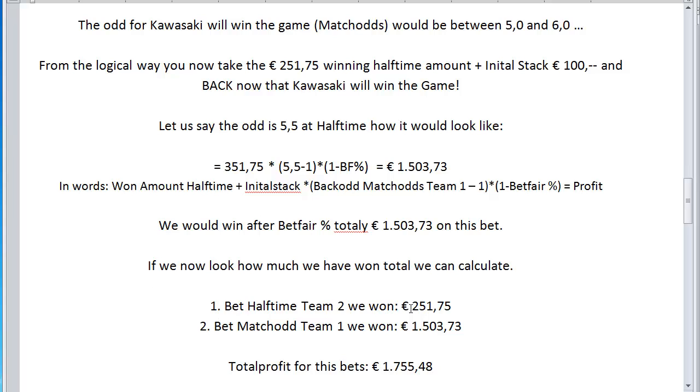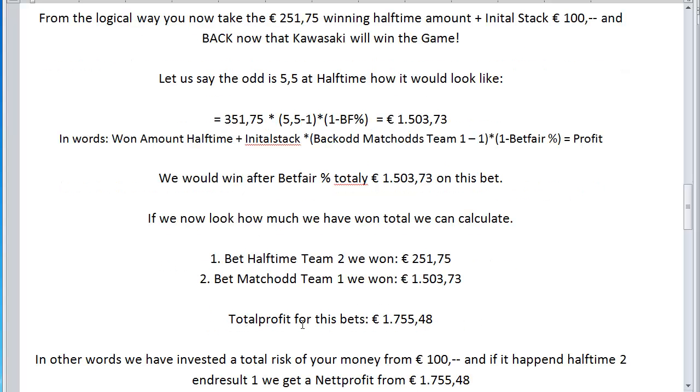Okay, if we now look how much we have won total, we can calculate: first bet halftime 2 we won 251.75, and the second bet Match Odds team 1 we won 1,503.73. So our total profit for these bets is 1,755.48.